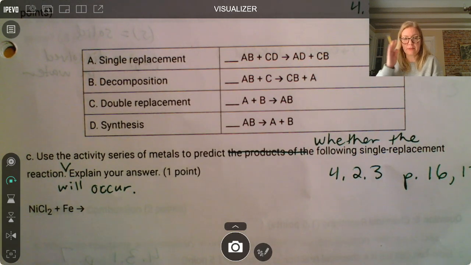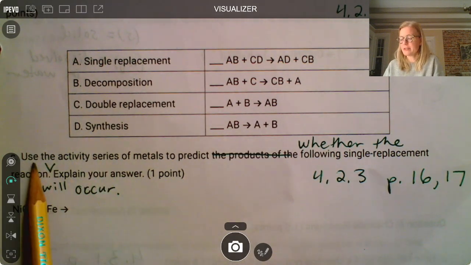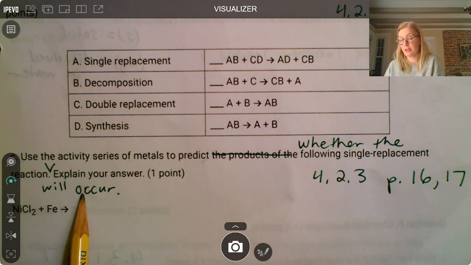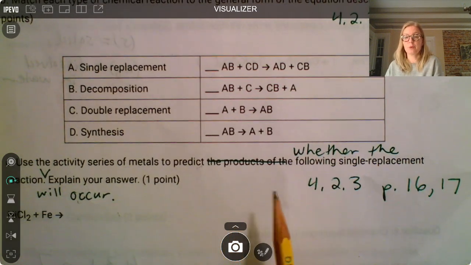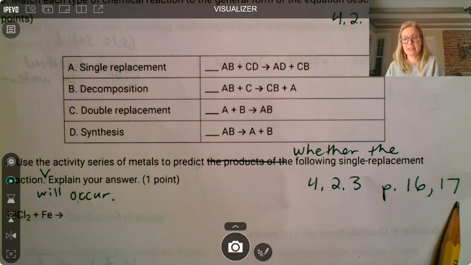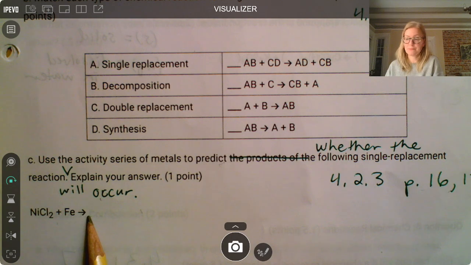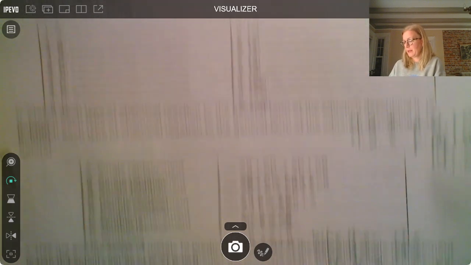Okay, for part C, I'm going to change the question a little bit. I want you to change it to this. Use the activity series of metals to predict whether the following single replacement reaction will occur. You don't have to tell me what the products are going to be. Just say, yes, this reaction will happen, or no, this reaction will not happen, and tell me why, okay? And if you look at 4.2.3, pages 16 and 17, they will tell you how to figure out if this reaction is going to happen or not. And that's all you got to tell me is yes, it will occur, or no, it won't occur, and explain why.